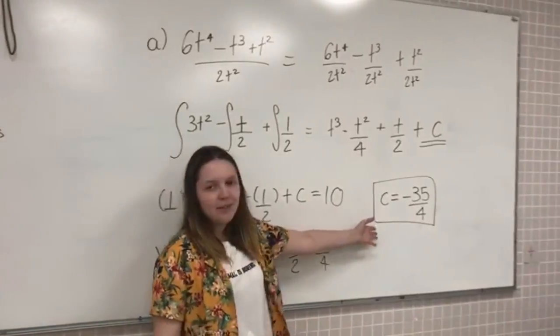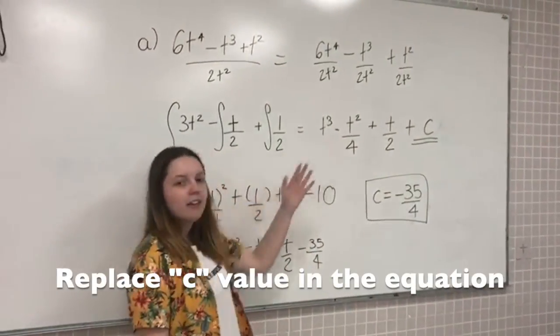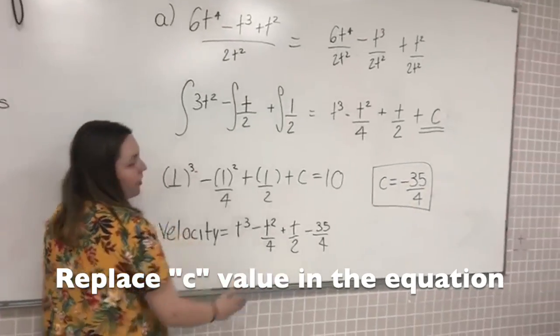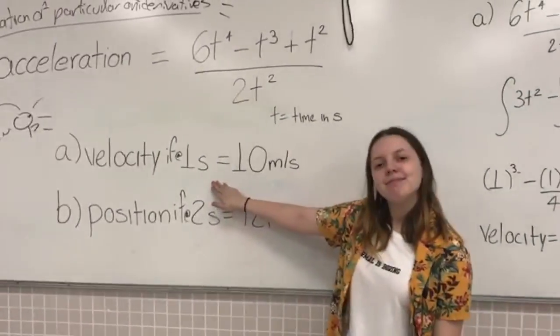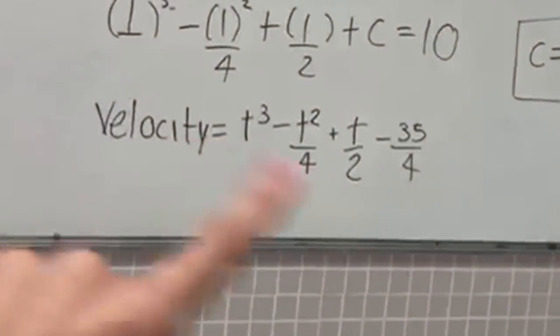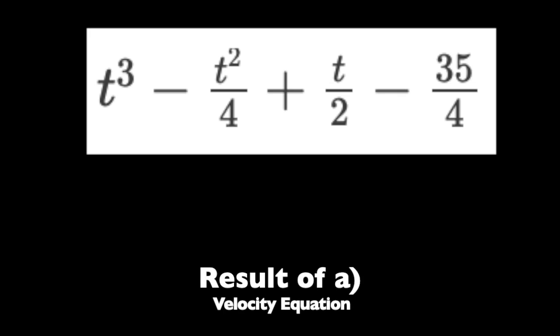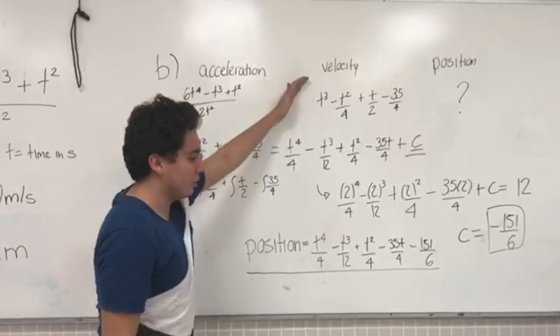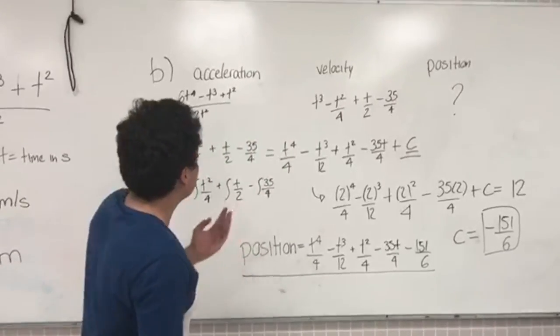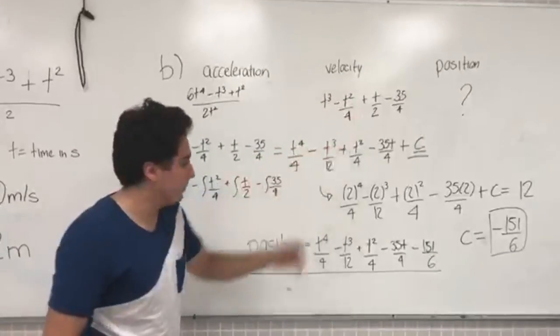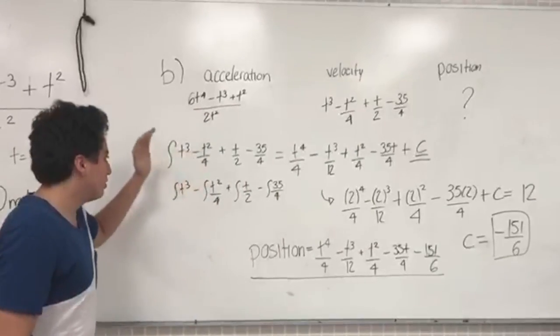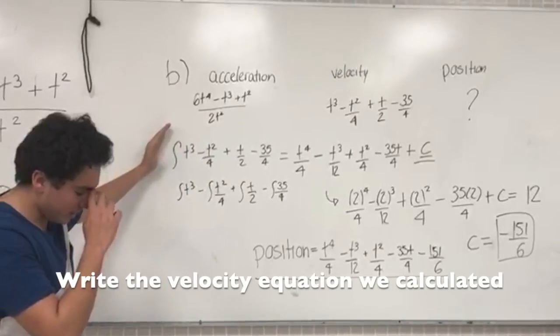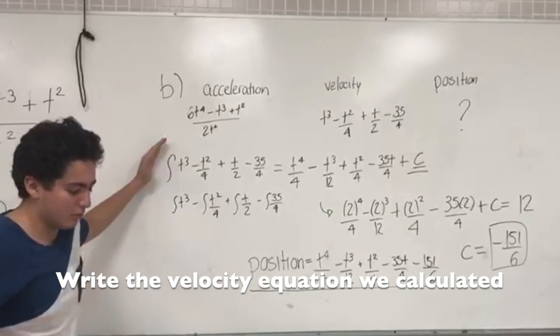So now we have c, we can put it in the original equation we have here, which will be our result for letter A. Yes, that's our velocity equation. Having the result of letter A, we can start letter B. Since we have the velocity equation, we can take its antiderivative, which means that we will find the position equation. Now, we're going to write this to find the integral of our velocity equation.